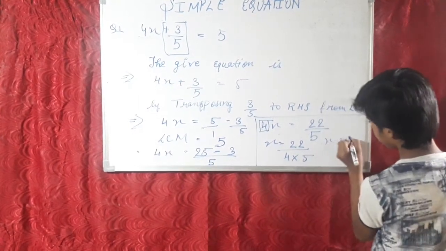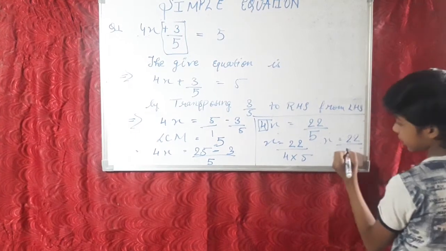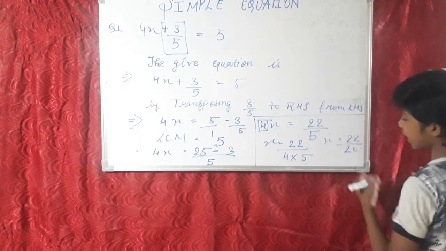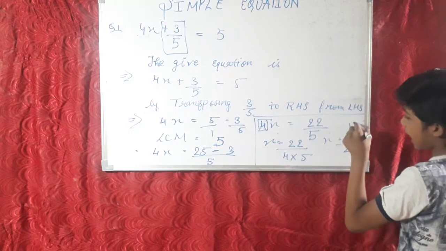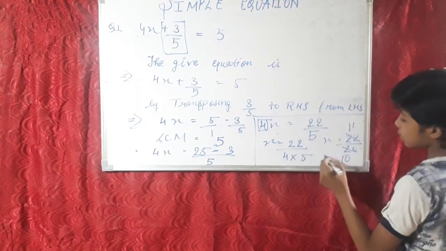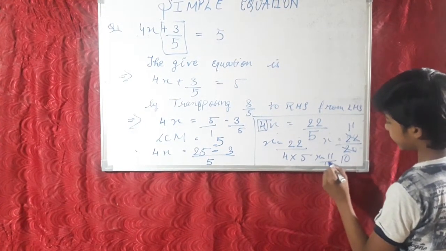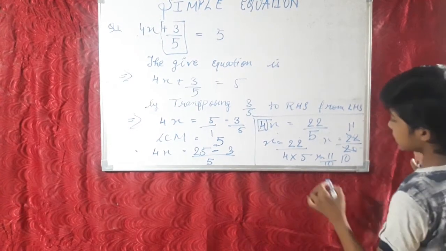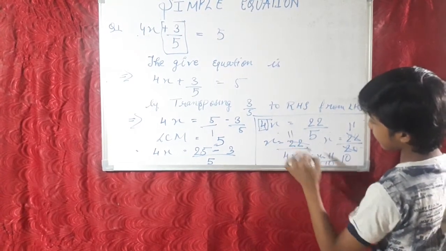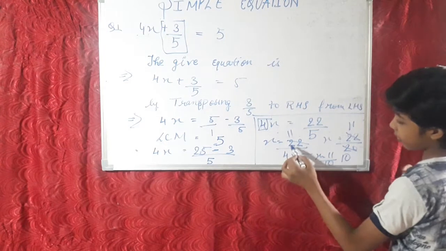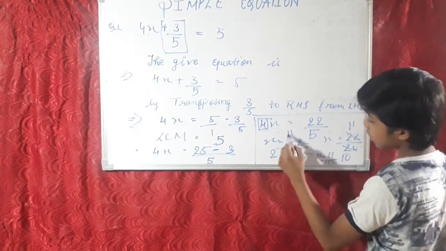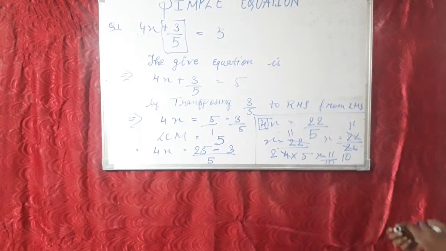X is equal to 22 by 20. And now when we divide by 2, 11 and it will become 10. So x value is 11 by 10. And now you can solve in an easier way. It will become 11, dividing 2 from this 20, 11 by 10 is your correct answer.